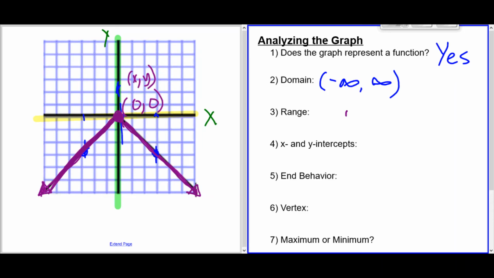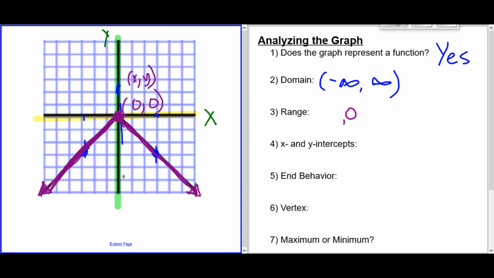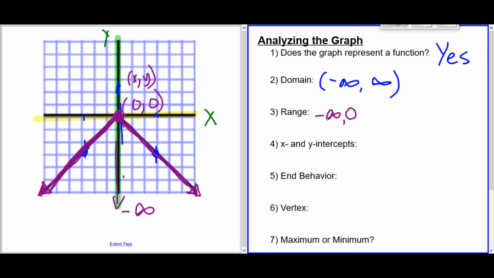So I'm going to write 0. And that means my smallest y value is all the way down here. We would keep on going down forever. Remember, down forever is how we say negative infinity. So my range is negative infinity to 0. Negative infinity gets a parenthesis, 0 gets a bracket because it's a closed circle.